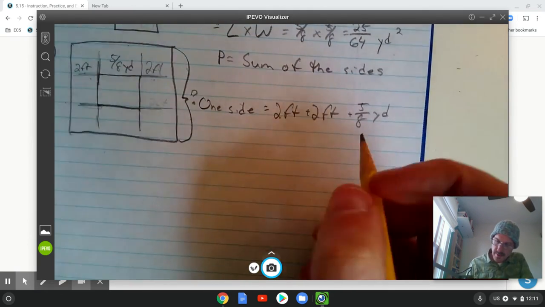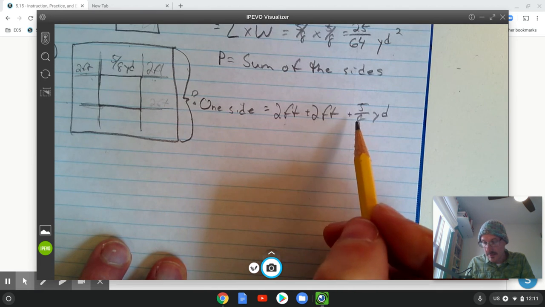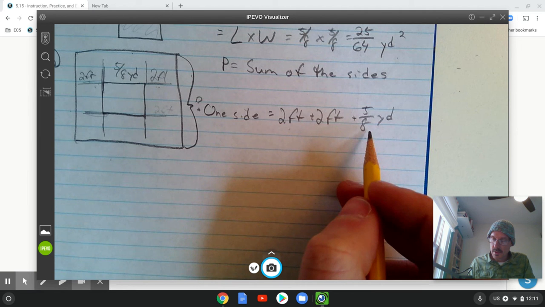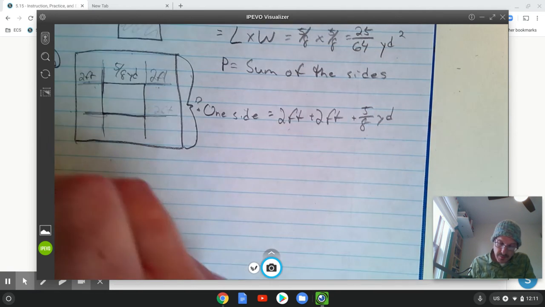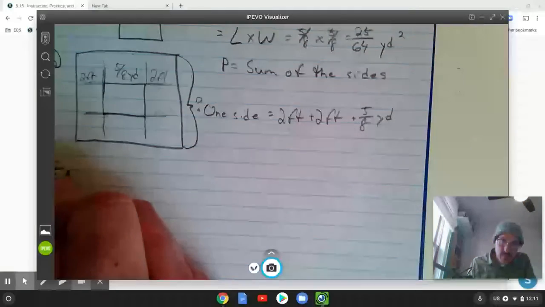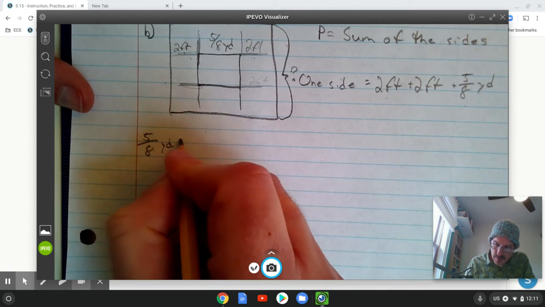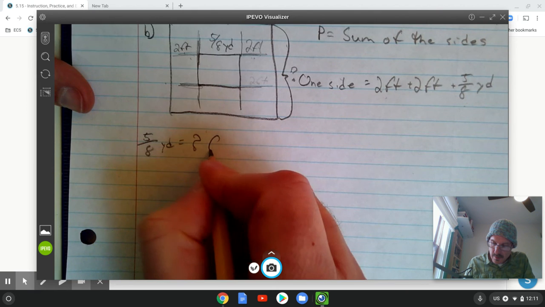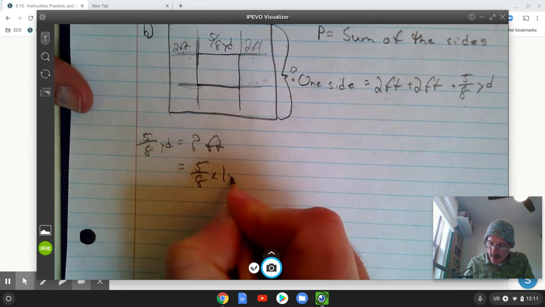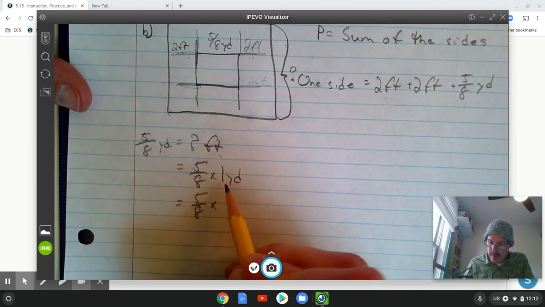5/8 of a yard, if we're going to add it to these 2 feet, it's going to have to be the same units. So we need to convert 5/8 of a yard to feet. Five-eighths of a yard is question mark feet. 5/8 times 1 yard. 5/8 times how many feet are in a yard?